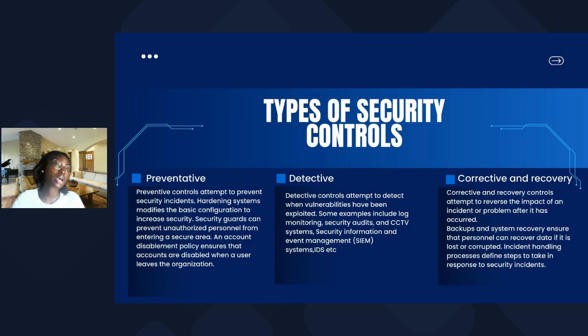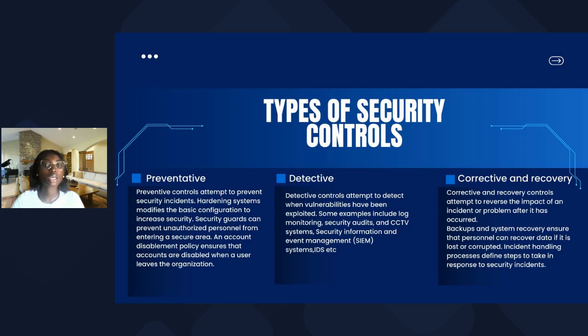On the next list, we have the corrective and recovery control, right? For these, the attempt is to reverse the impact of an incident or problem that has occurred. So, okay, you've been able to detect a problem within your network or on a system, right? What you're trying to do with the corrective and recovery control is reverse the impact. If the impact is supposed to be 100%, you're trying to maybe bring it to 10 or 20, or even do away with it completely, right?